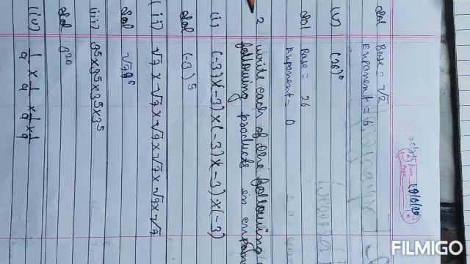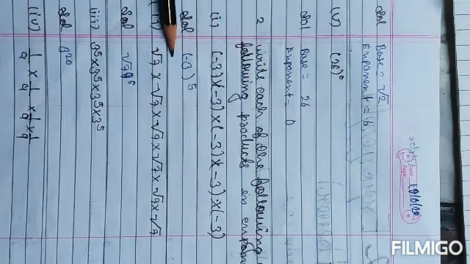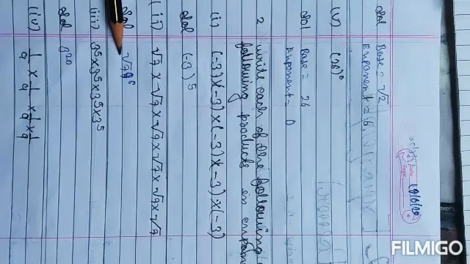Now our second question: write each of the following as a product in exponent form. Count how many times minus 3 is given: 1, 2, 3, 4, 5 times. So write here minus 3 power 5. Now count root under 7: 1, 2, 3, 4, 5, 6. So write here root under 7, and outside the bracket you write 6.